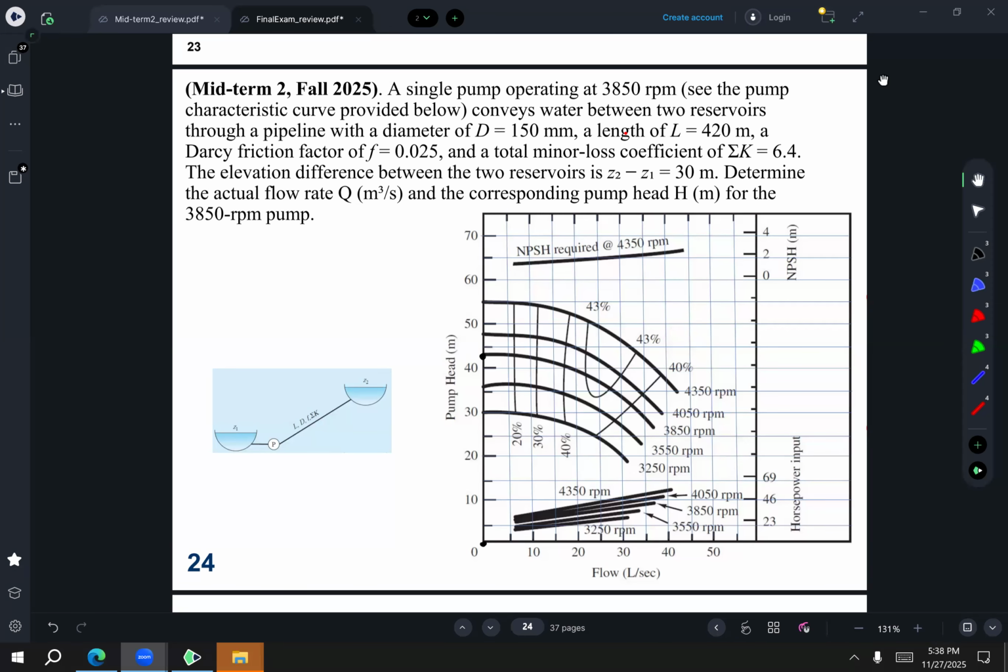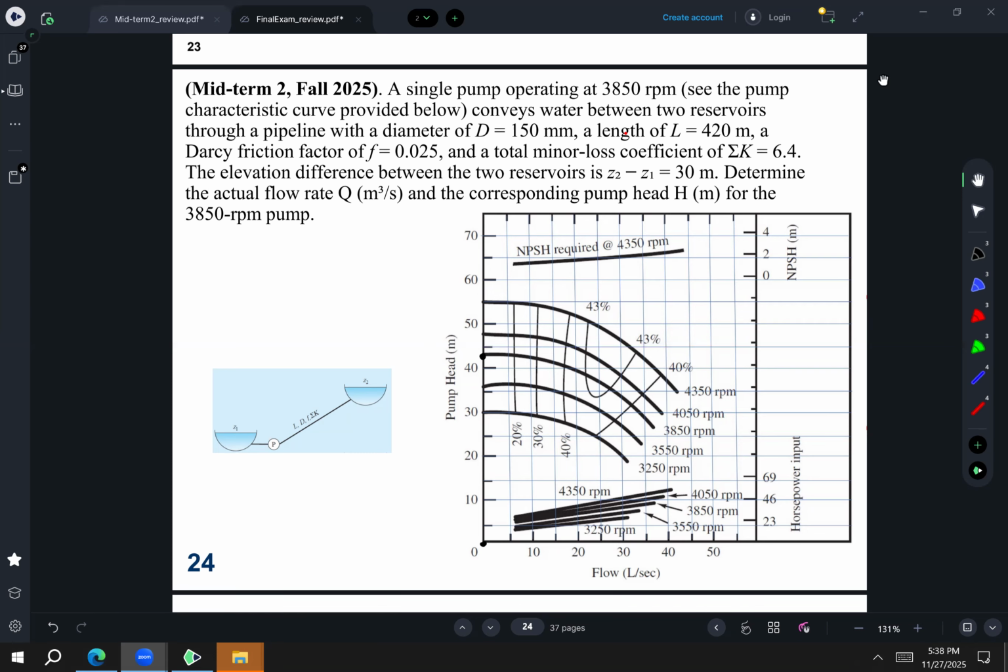Problem statement. A single pump operating at 3,850 RPM conveys water between two reservoirs through a pipeline with a diameter D of 150 millimeters, a length L of 420 meters, a Darcy friction factor f of 0.025, and a total minor loss coefficient of sum of K equal to 6.4. The elevation difference between the two reservoirs is 30 meters. Determine the actual flow rate and the corresponding pump head for the 3850 RPM pump.